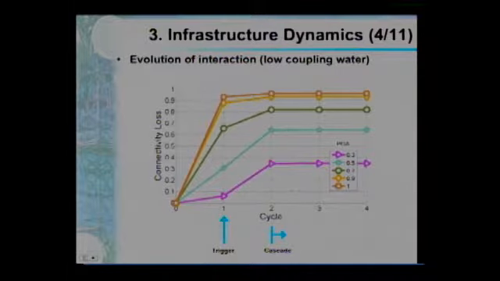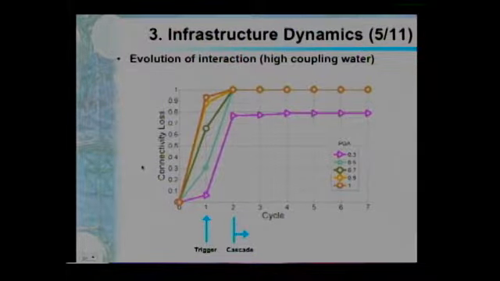If we go to high coupling, this is the vertical axis, again, connectivity loss. With high coupling between the power and water, we see that the trigger occurs, but then the first cycle of cascade really induces a lot of extra connectivity loss. And then we have a few cycles where things keep going back and forth until they stabilize. So what is the message from this part on cascading failures? That the largest amount of additional damage from interaction occurs really in the very first few cycles.